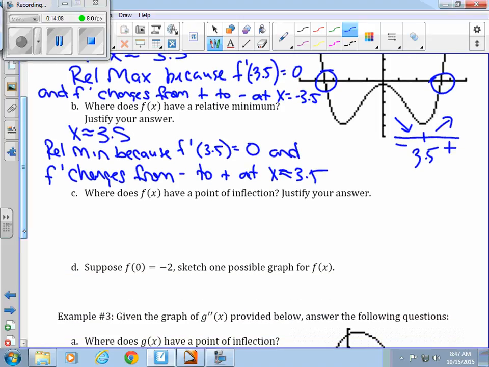Then what about a point of inflection? Oh, I've got to think. When do points of inflection happen? When the second derivative is 0, or undefined, and changes signs, right? The second derivative has to be 0 and change signs. Well, what am I going to look at on the first derivative for the second derivative? The slope, right? And the maxes and mins will be the place where the slope changes signs.